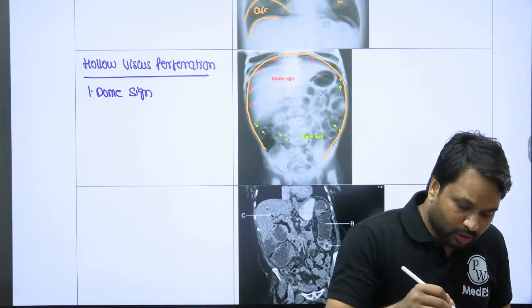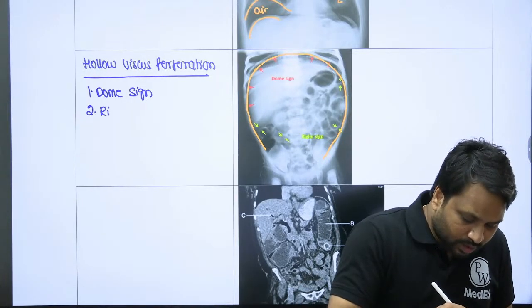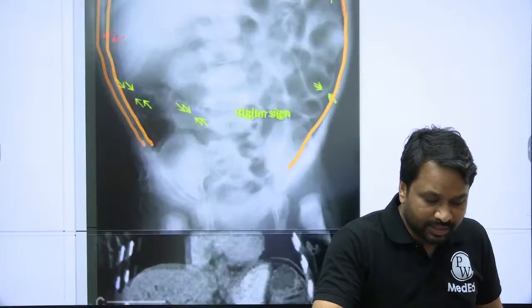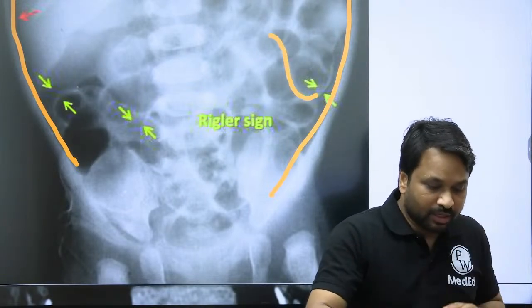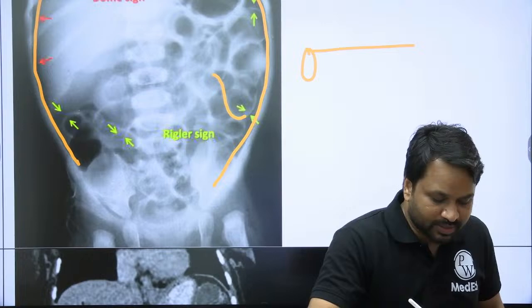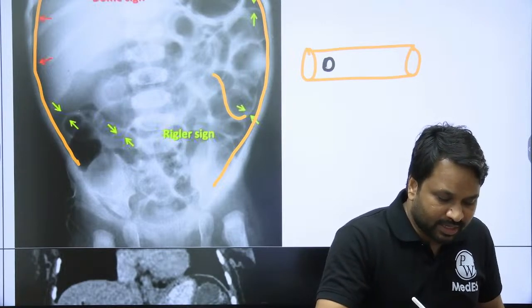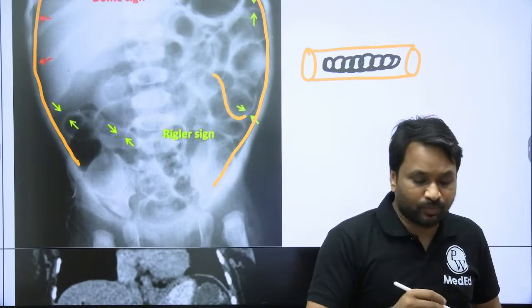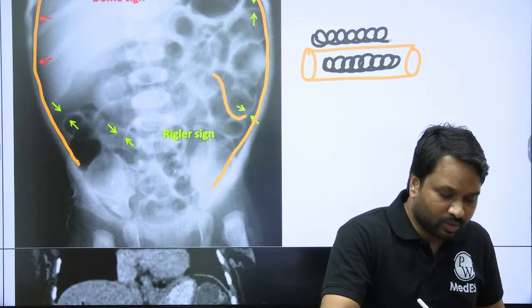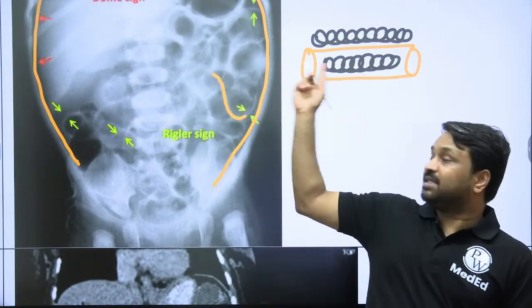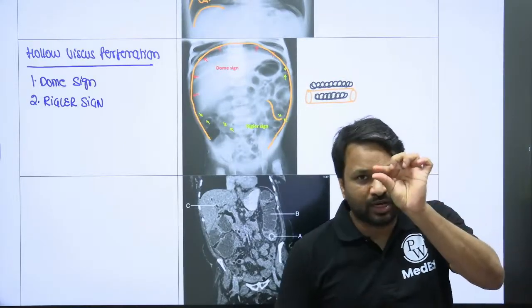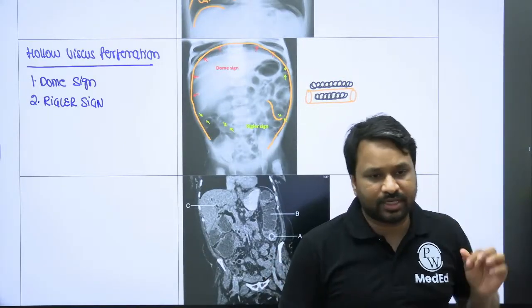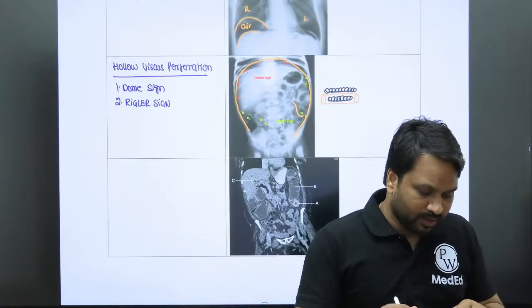Second is going to be your Rigler sign. Now, what is this Rigler sign? In a Rigler sign, the bowel wall will become clearly delineated. You can see this bowel wall is clearly delineated. Normally, if the air is present inside the bowel, you will be able to see the air as an air shadow. Here in hollow viscus perforation, the air is present outside also. So between the two air shadows, you can see a rim of bowel, and that is what we call Rigler sign positive. So if you are able to see the bowel wall, we call it Rigler sign positive.